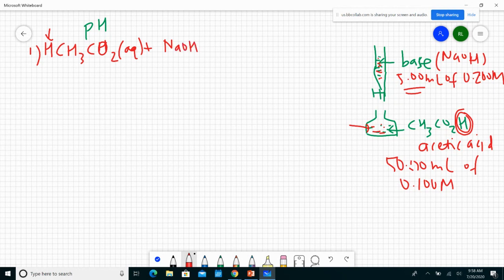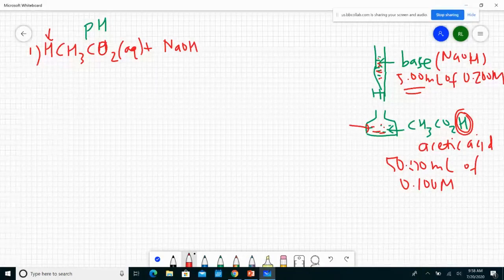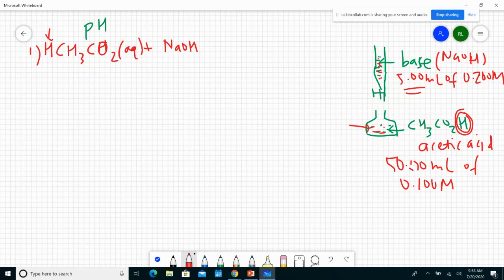And please don't be surprised, all right? If Alex does not write down sodium here and just uses OH minus for sodium hydroxide, it's the same thing, all right? Doesn't matter. Now, since this is at equilibrium because you have a weak acid and strong base. But it doesn't matter, right? Anytime you have an acid and a base, the product is going to be salt and water.